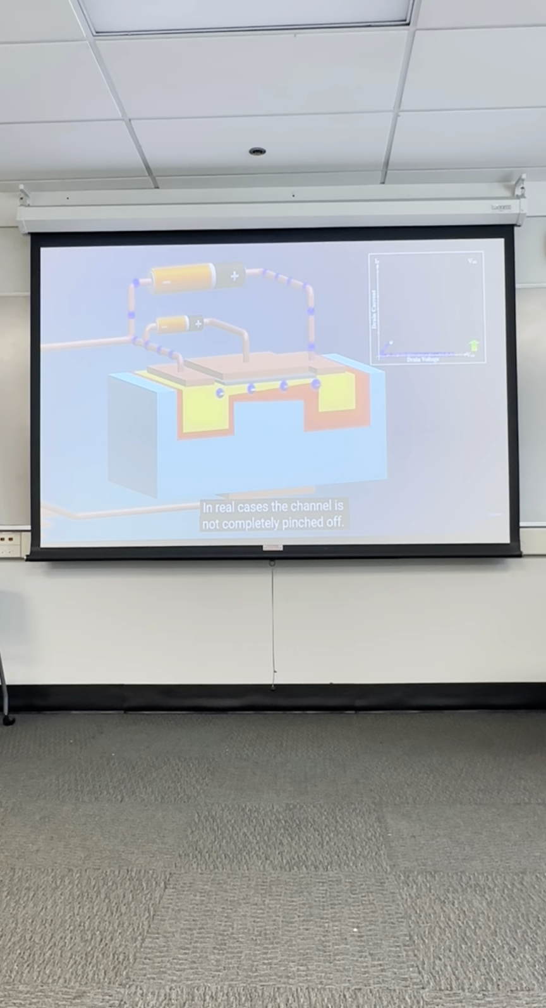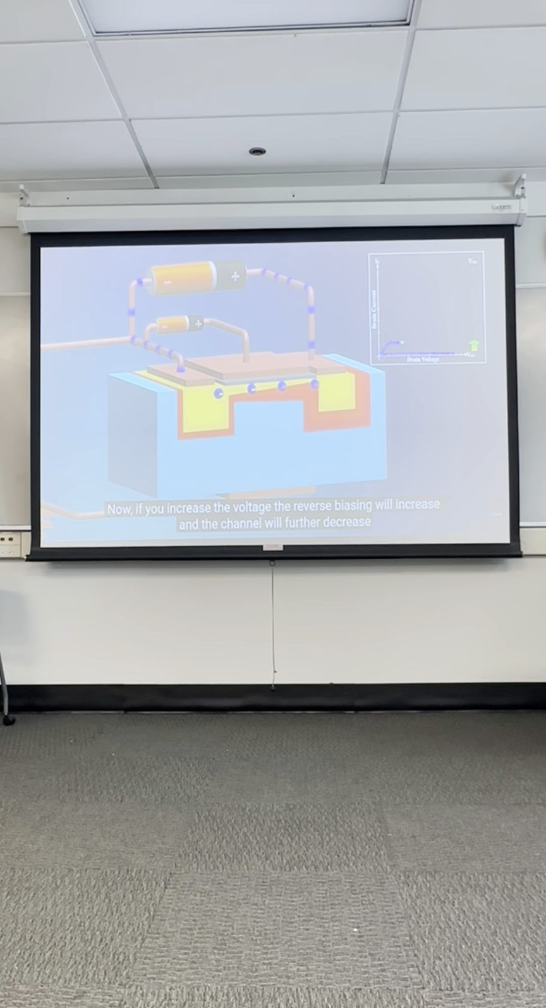In real cases, the channel is not completely pinched off. Due to the large flow of electrons in the channel, the number of electrons will keep the channel. Hence, instead of stopping the current, there is a constant saturated current. This current is called saturation current, and the voltage at which it occurs is called saturation voltage.